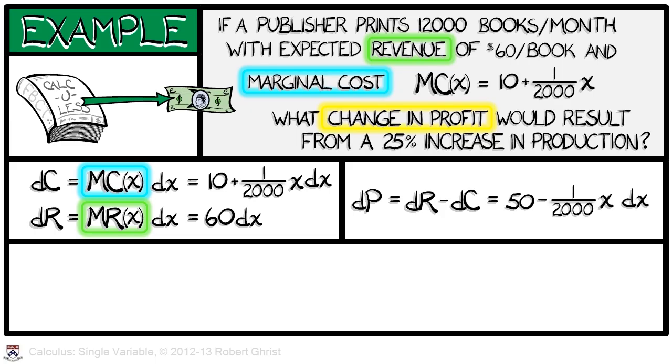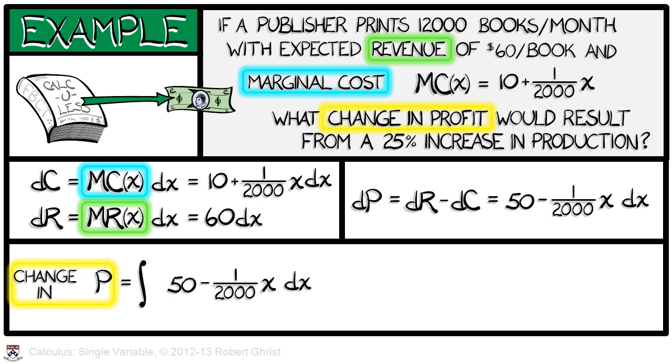And so, to obtain a net change in profit, what do we do? We integrate the profit element, (50 minus x over 2,000) dx, with what limits? Well, we began at x equals 12,000 books per month, and we need to get an upper limit. We were asked to consider a 25% increase in production. That would be going to 15,000 books per month.